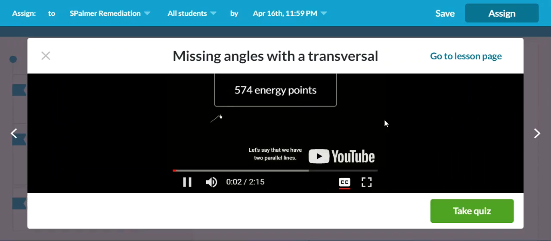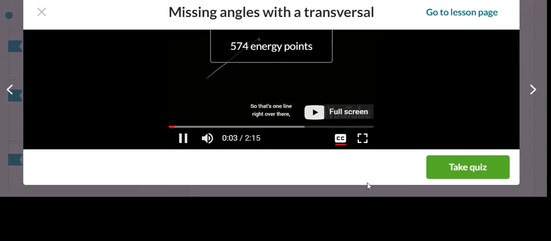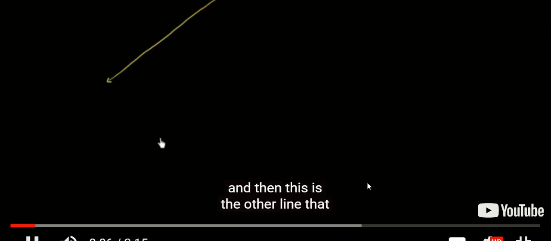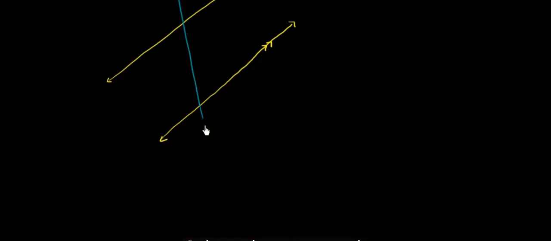Say that we have two parallel lines. So that's one line right over there. And then this is the other line that is parallel to the first one. I'll draw it as parallel as I can. So these two lines are parallel. So this is the symbol right over here to show that these two lines are parallel. And then let me draw a transversal here. This is also a line.